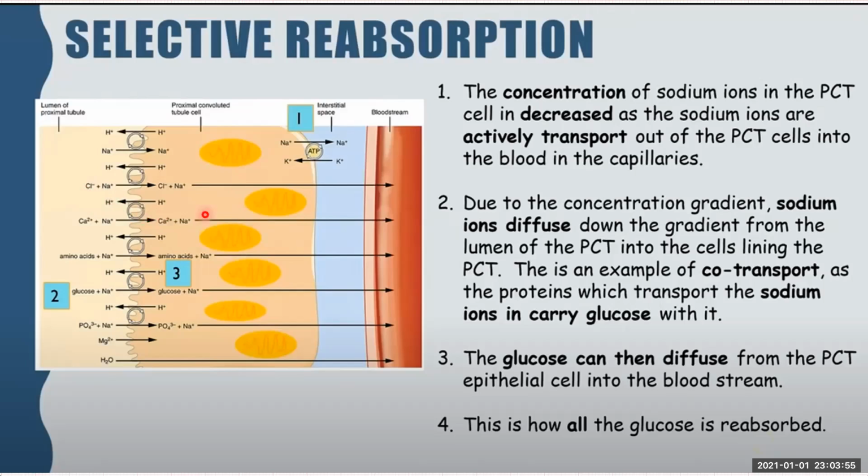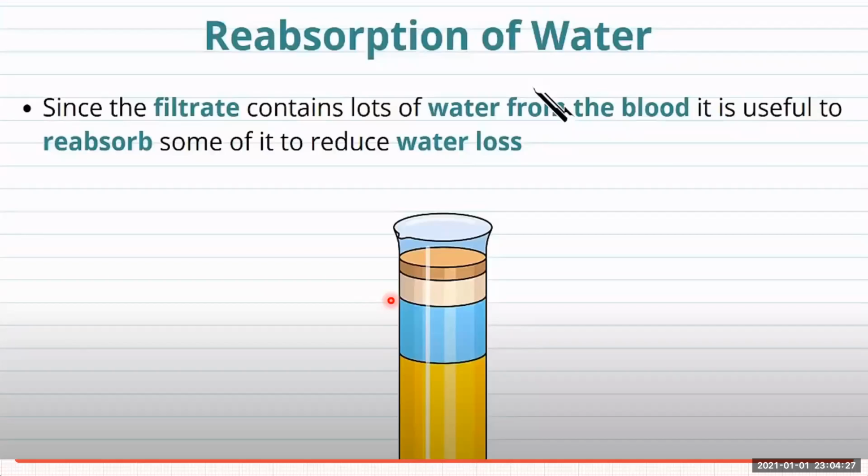The glucose and amino acid come inside the cell, and then they can diffuse out from the PCT into the bloodstream. So this is how all of the glucose and all of the amino acid get absorbed in the proximal convoluted tubule. Most of the absorption is already done here in the proximal convoluted tubule. Okay, so far we were discussing how the solids get reabsorbed.